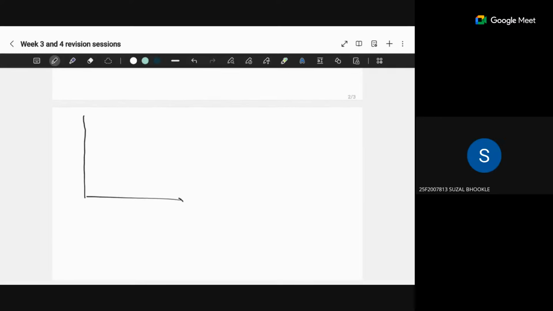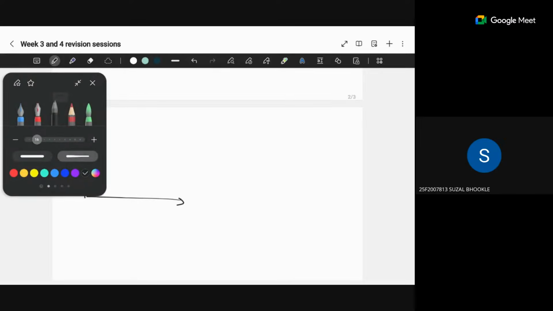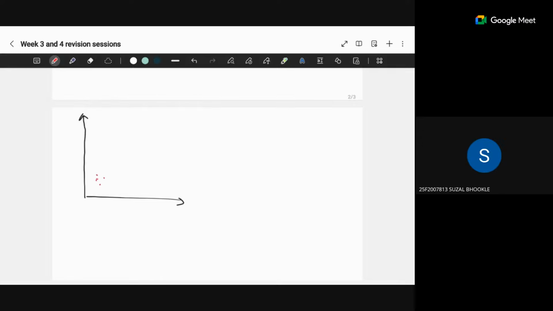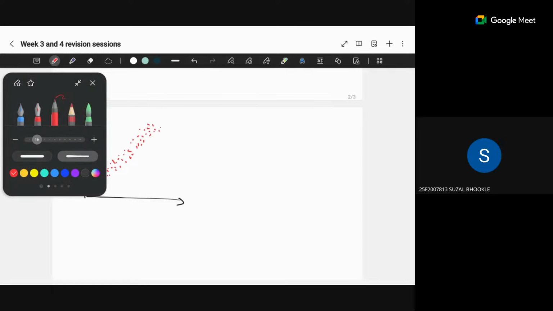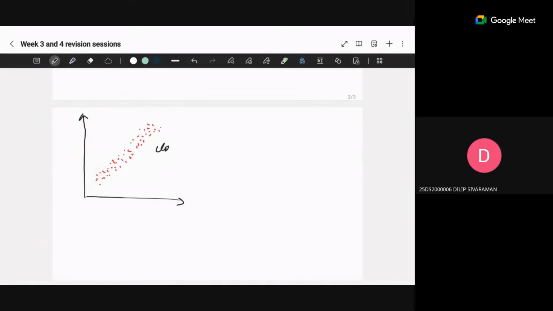So let's suppose I have a graph, and let's suppose this is the data. So what can I say about the correlation? It's close to 1. It's strongly positive. In a similar way, if it is going downwards like this, then I can say it's close to minus 1. So in that way, I can say what about the correlation.